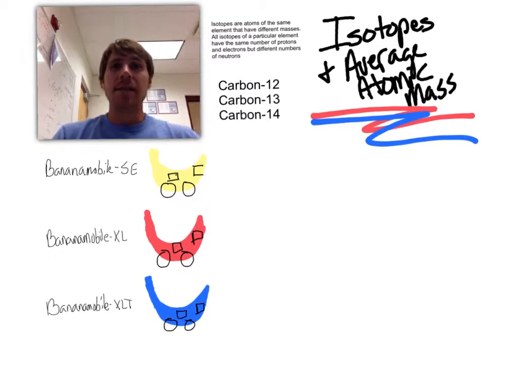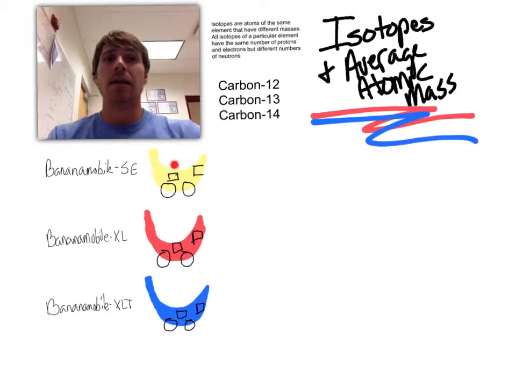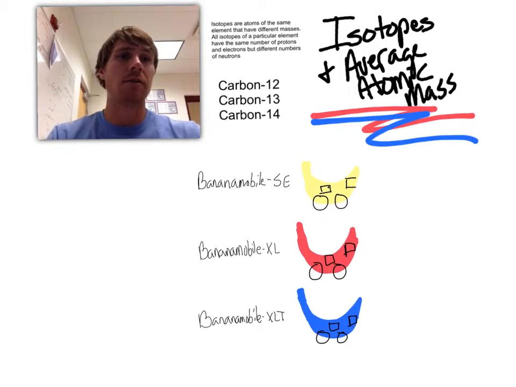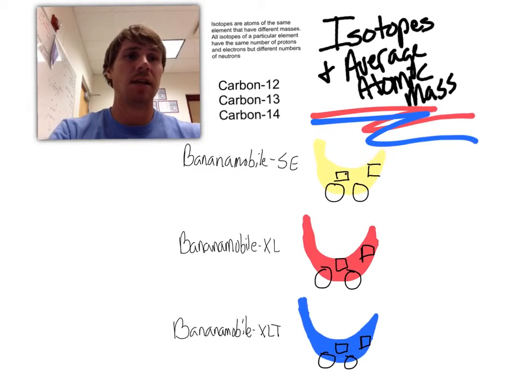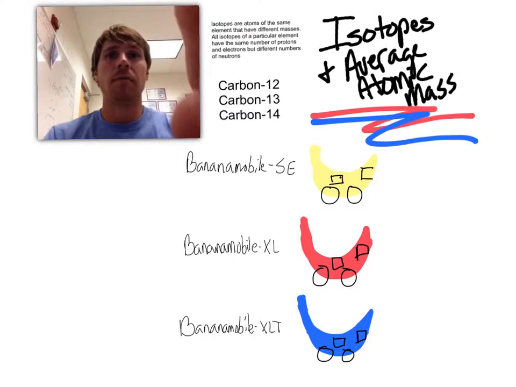Alright, hi guys. Today what we're going to be talking about is isotopes and average atomic mass. So, jumping right in, what I want to draw your attention to is these three cars. Now, you're going to notice that these may be slightly made up cars.